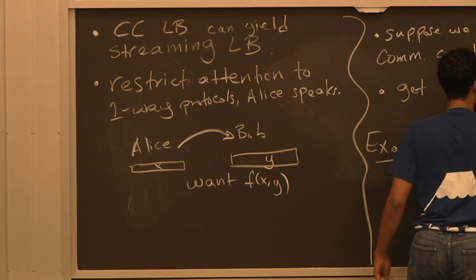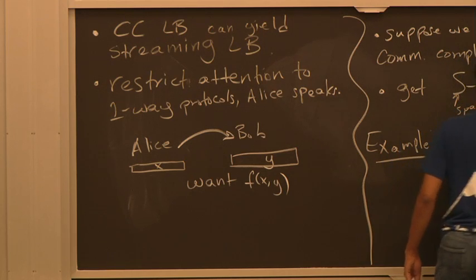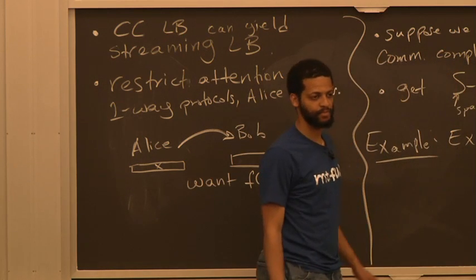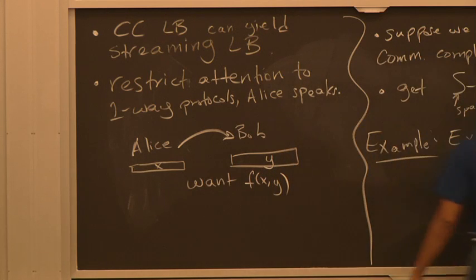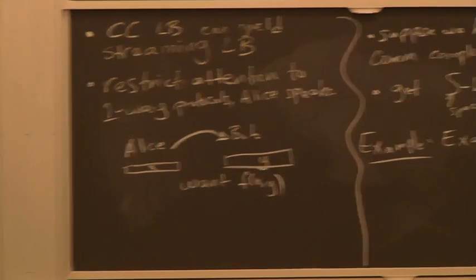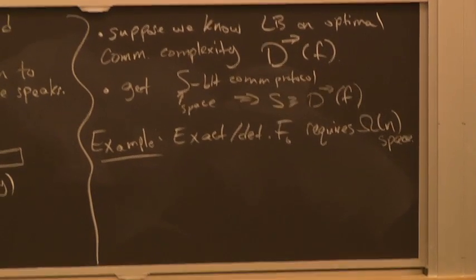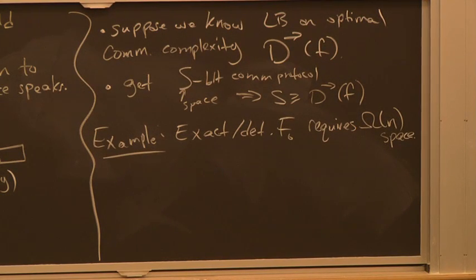Exact deterministic F0, okay, requires omega n space. We saw this via a compression argument very early in class a few weeks ago, but I just want to phrase basically an identical argument in the language of communication complexity, just so that you get used to arguing this way.